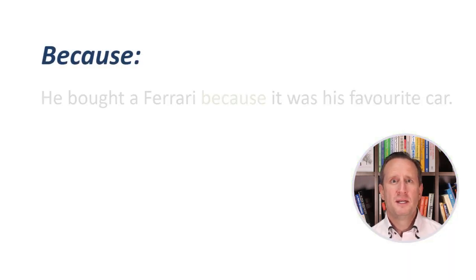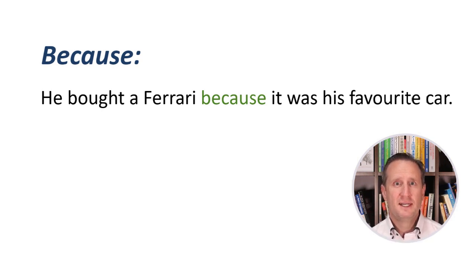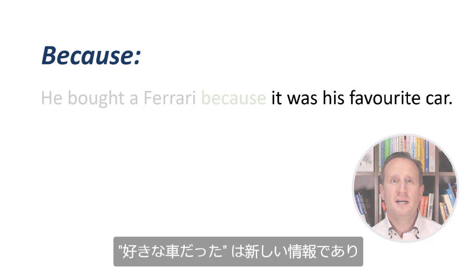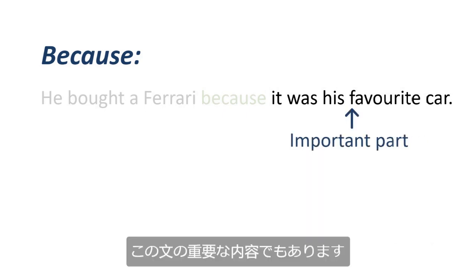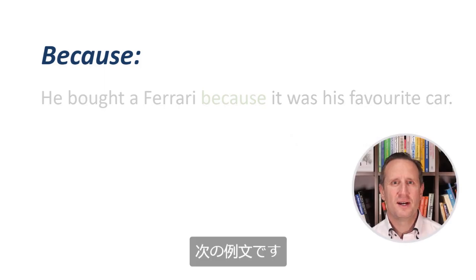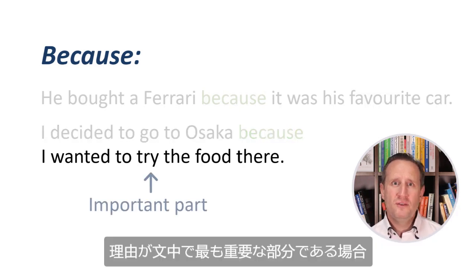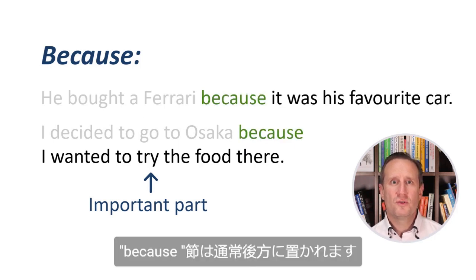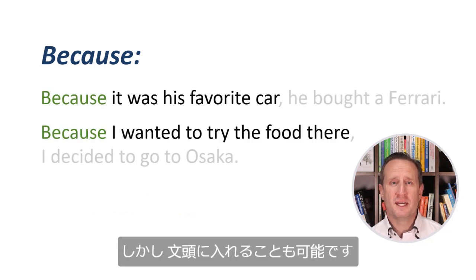For example, he bought a Ferrari because it was his favorite car. It was his favorite car is new information, and it's the important part of the sentence. Well, here's another example. I decided to go to Osaka because I wanted to try the food there. Where the reason is the most important part of the sentence, the because clause usually comes at the end, but it can also come at the beginning.